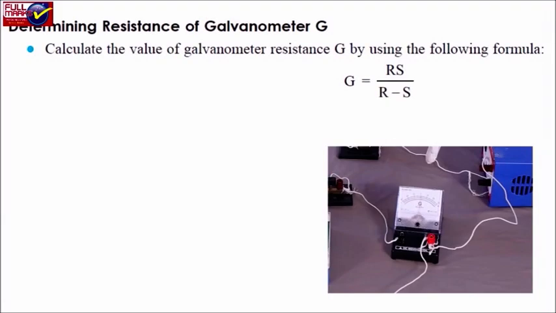Determining resistance of galvanometer G. Calculate the value of galvanometer resistance G by using the following formula. G is equal to RS by R minus S.